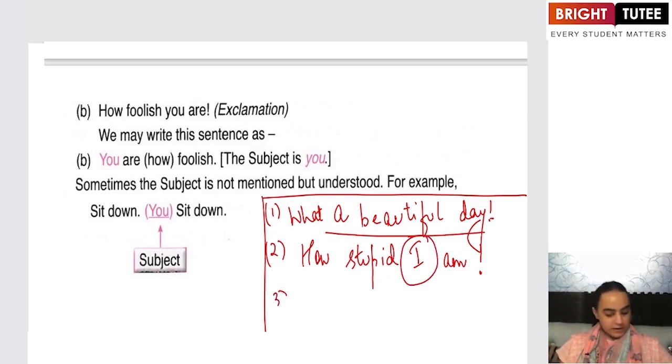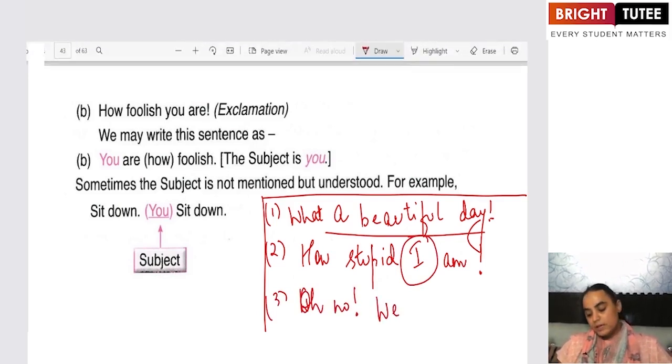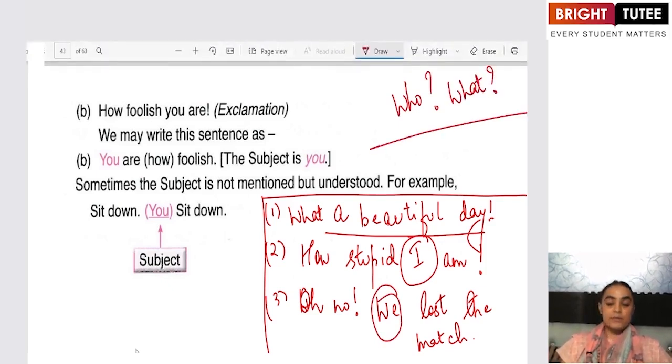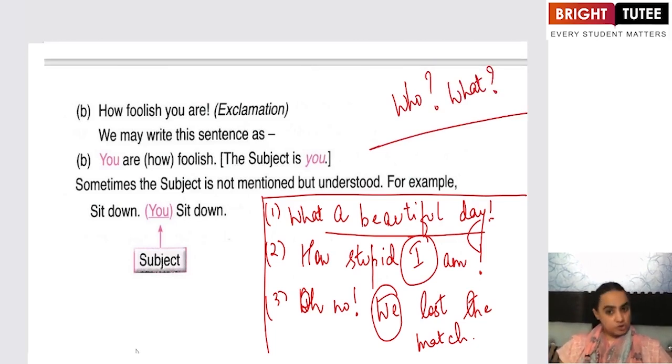If I give you another example, oh no, we lost the match. Who are we talking about in this sentence? We are talking about we. So that is the subject. So basically, in an interrogative or in an exclamatory sentence where the structure of the sentence is changed, the questions that you are going to ask in order to identify the subject are still who and what, and the answer that you will get is your subject.